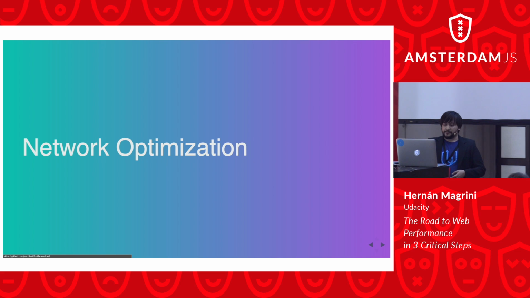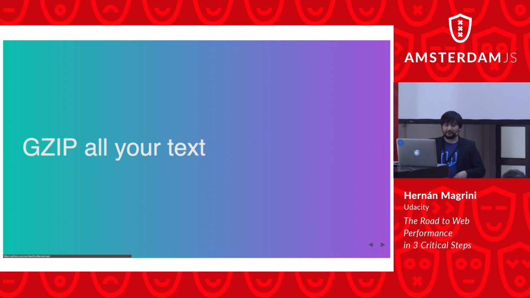The next step is network optimization. I'm going to skim through because I'm running out of time, but gzipping is really important. It's really easy to implement, and it's one of the things that has a huge impact on the amount of data that's downloaded by your users. And even if you don't have a server in front of it, you can gzip your stuff during the build process. If you can, enable HTTP2 in your servers.